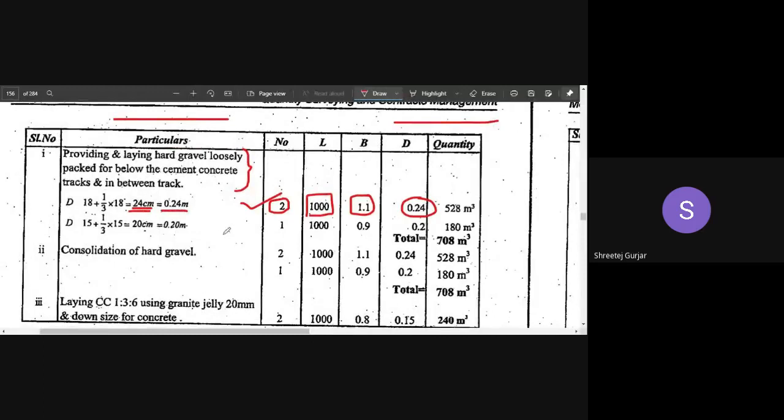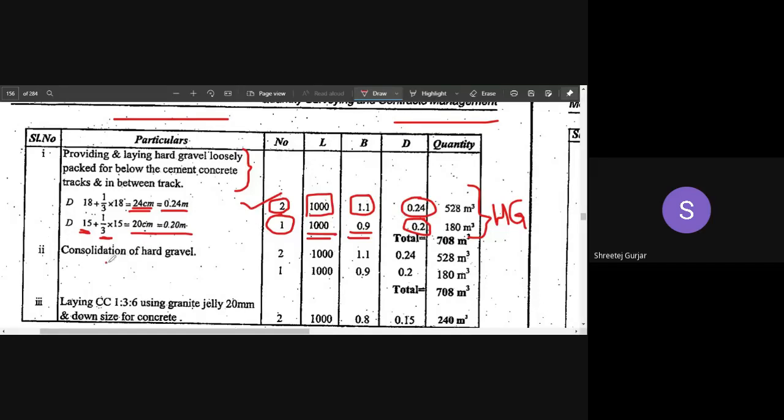Then we have one central part also, right? We have one central part of hard gravel. So length is 1000, and the breadth, as we have calculated, is 0.9, and the thickness after consolidation is 15 centimeter, but extra allowance of 1/3 we have to allow, right? So 1/3 of 15 centimeters is added to it. So totally 0.2 meters or 20 centimeters is the depth. Okay, so we are done with the base, the hard gravel.